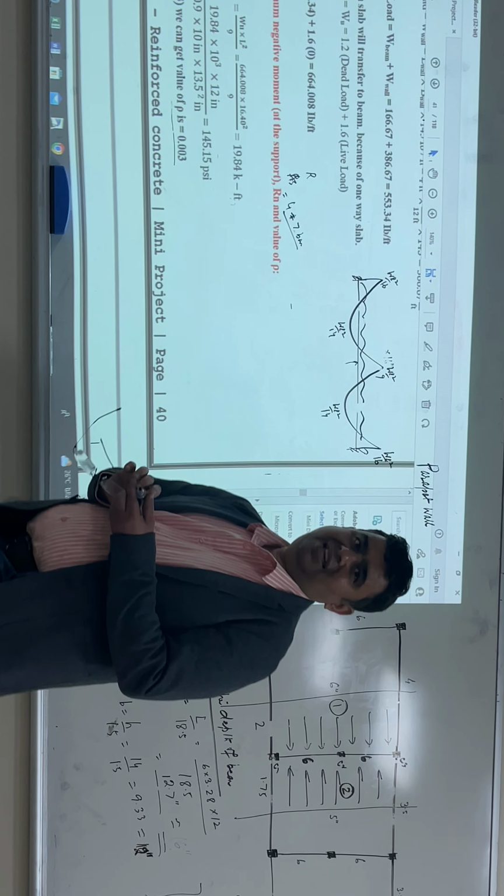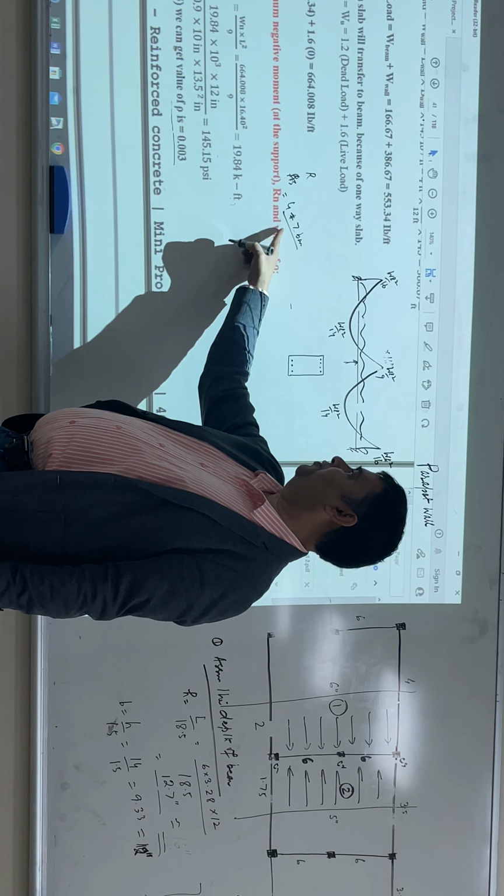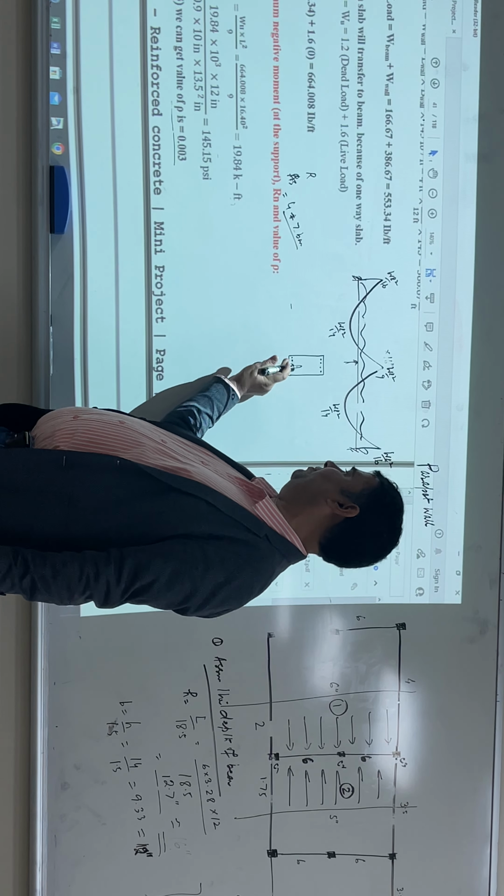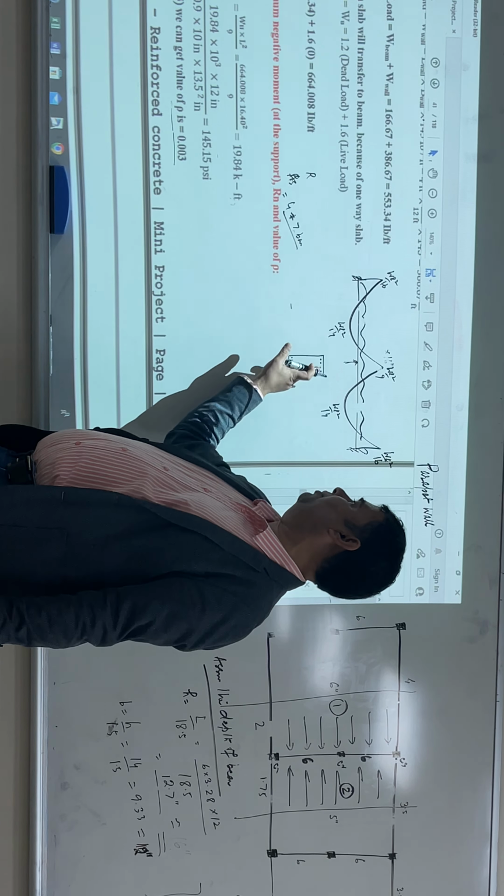So whether the reinforcement 4 number 7 will be provided here or here, at the top or bottom? It is in the negative moment, so it should be in the top, because of the negative moment. That is why the section is like this. So here will be 4 number 7.